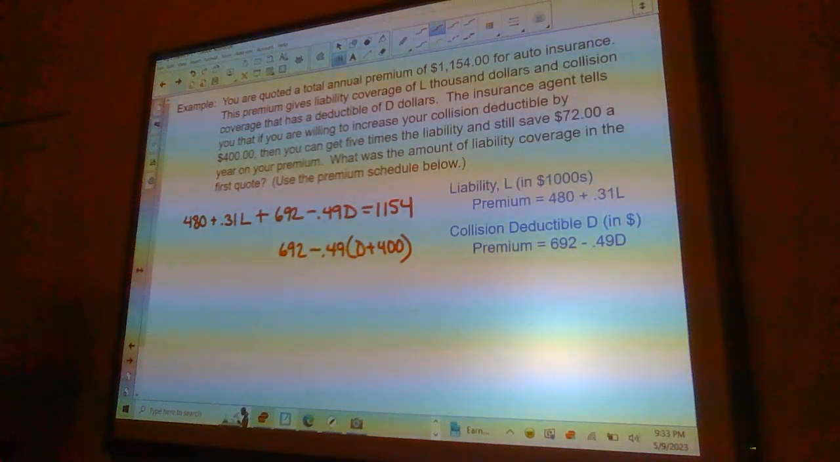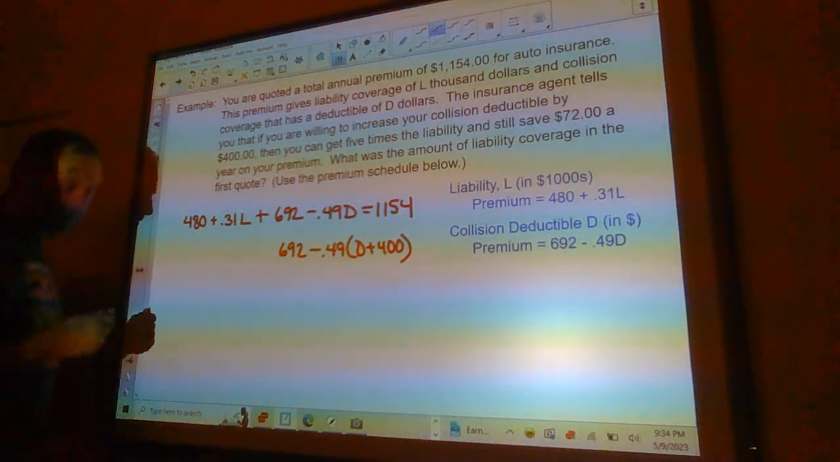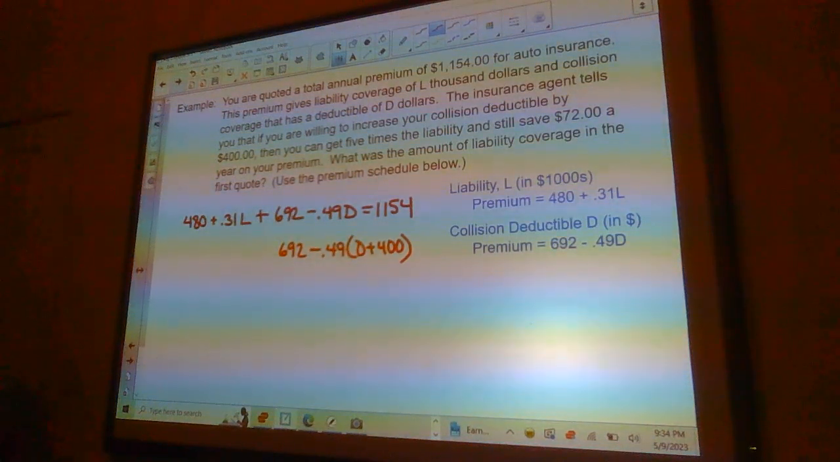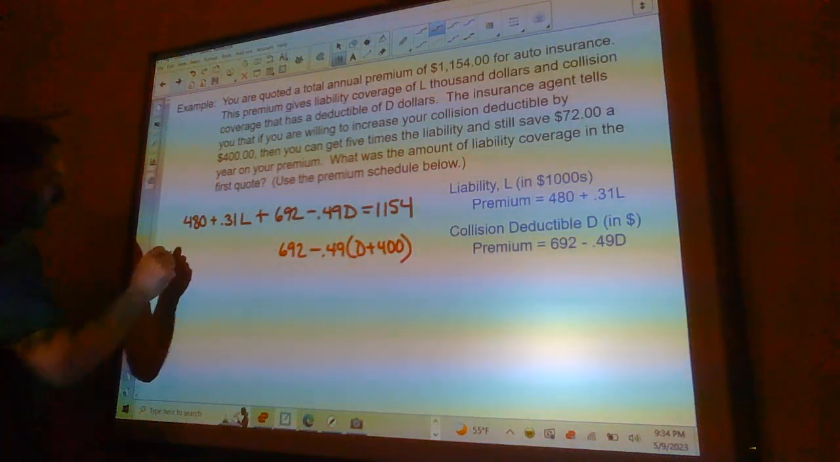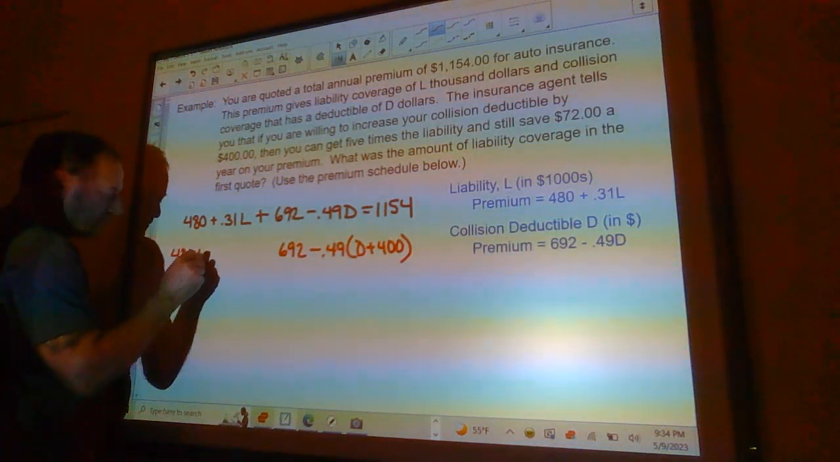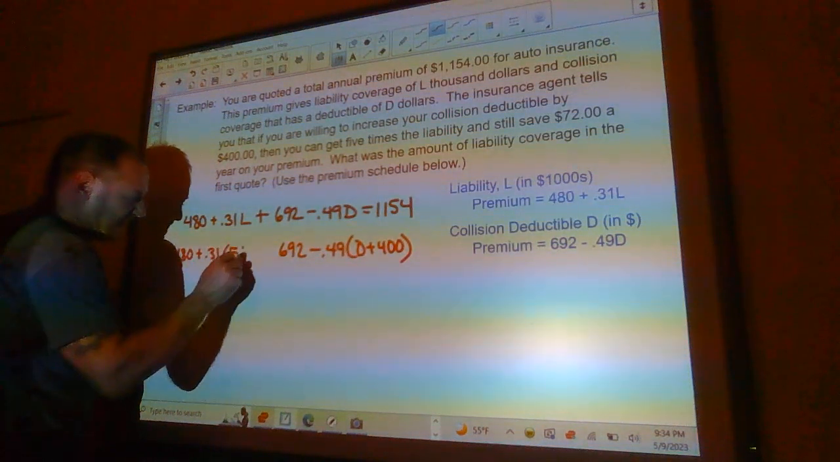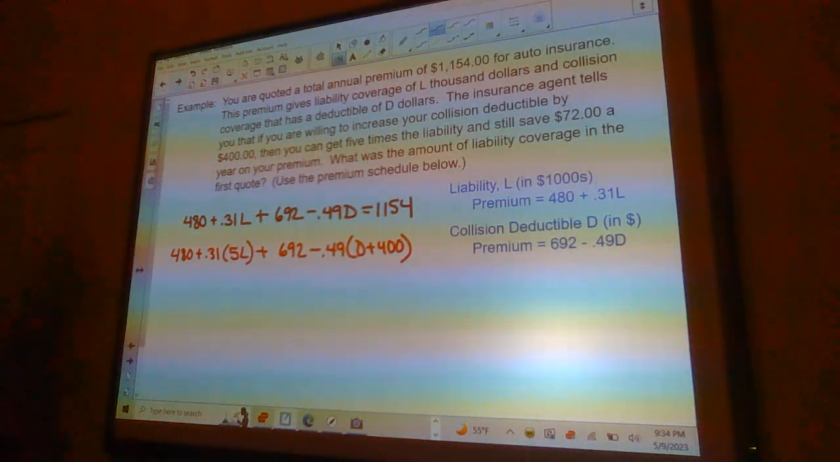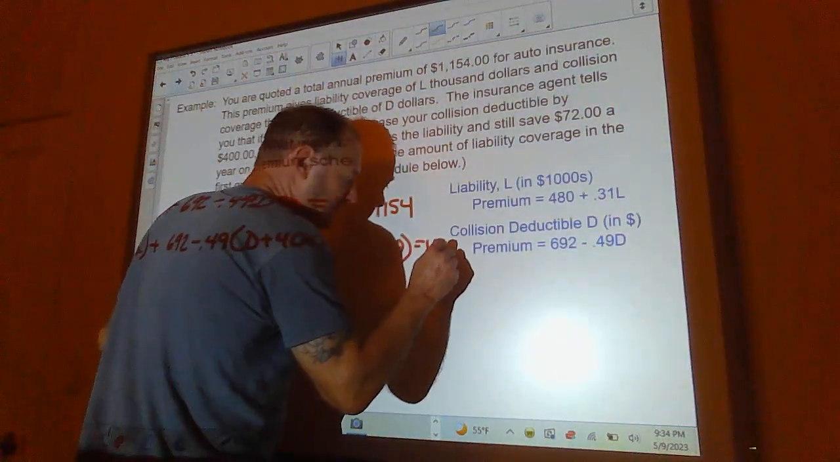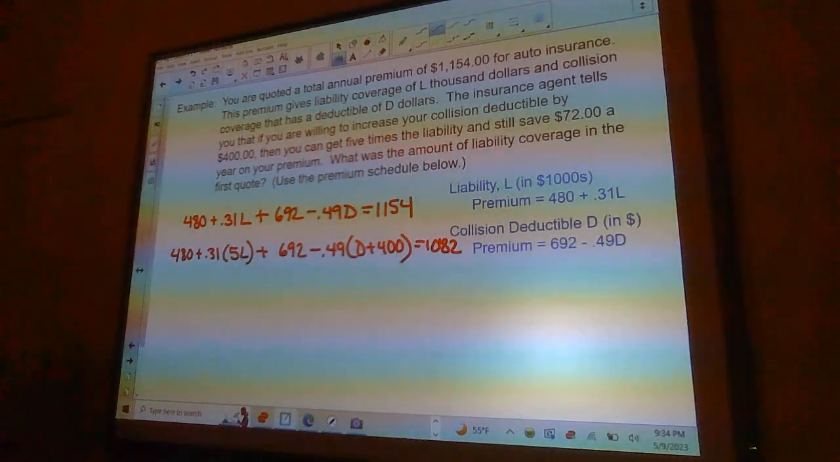So, I'm going to get, let's see, that's going to be 480 plus 0.31 times 5L. And I add that together, and I'm still going to save $72. So 1,154 minus 72. So it's going to be $1,082. So this is going to equal $1,082. Okay.